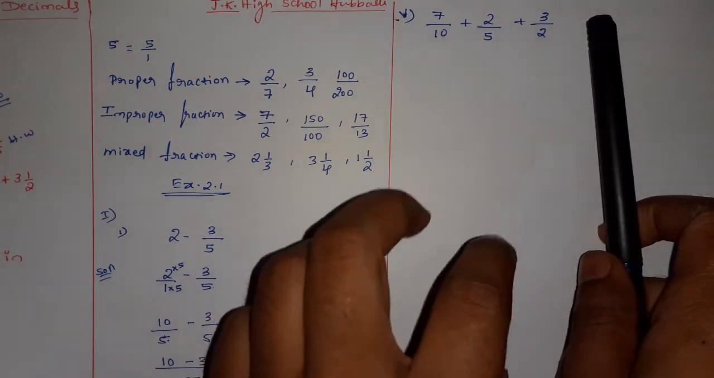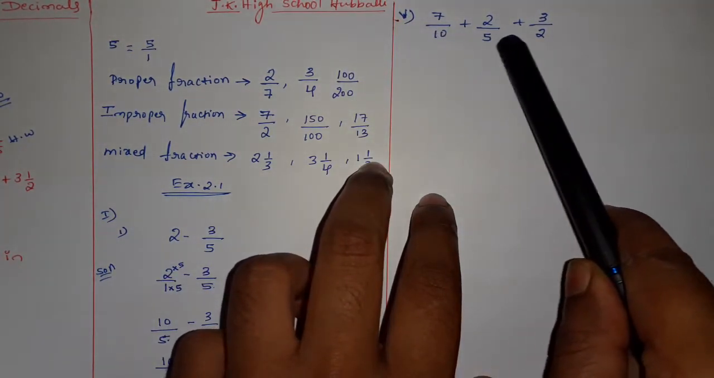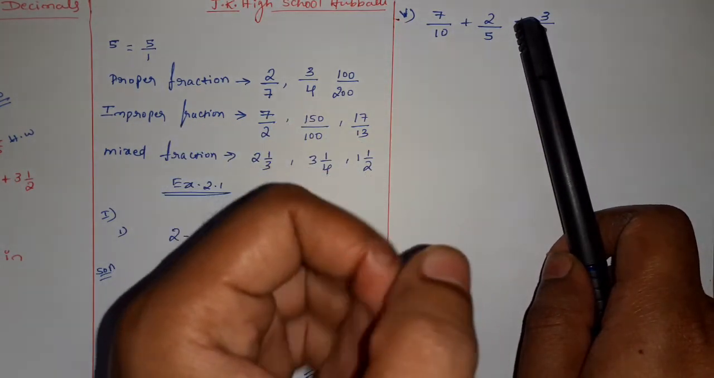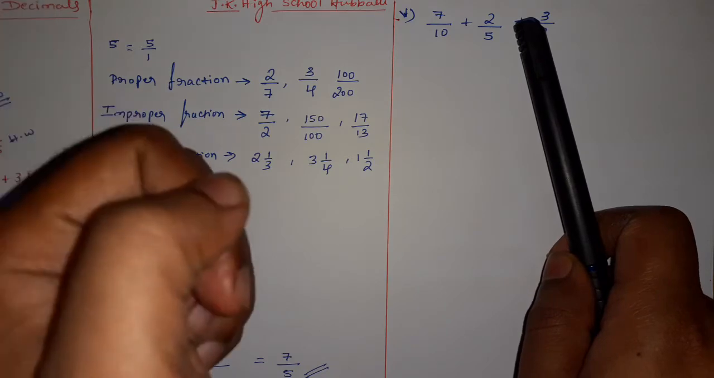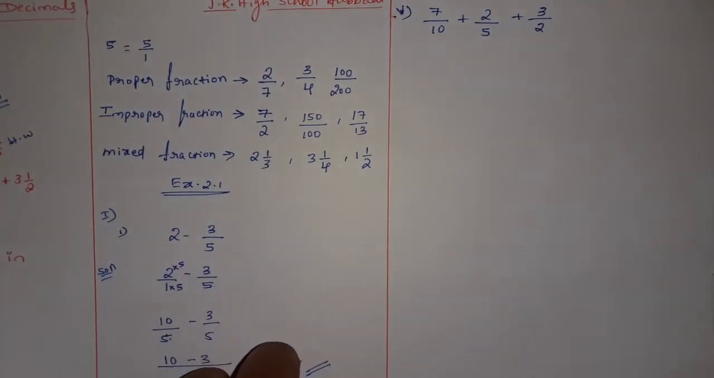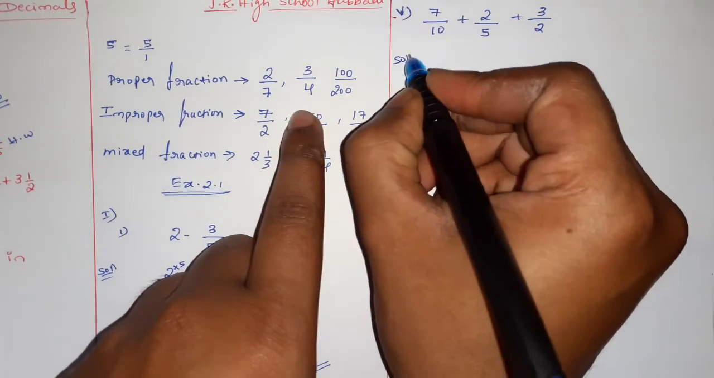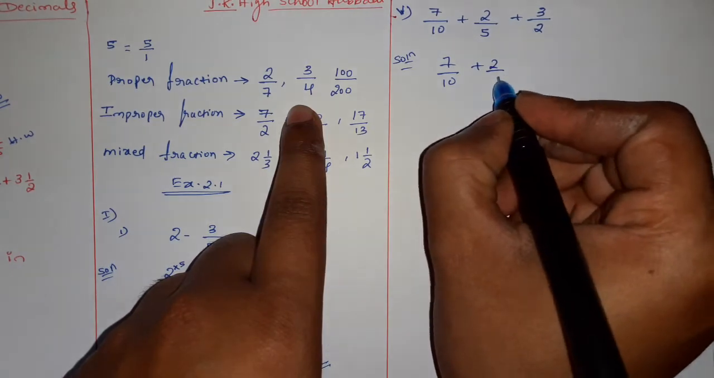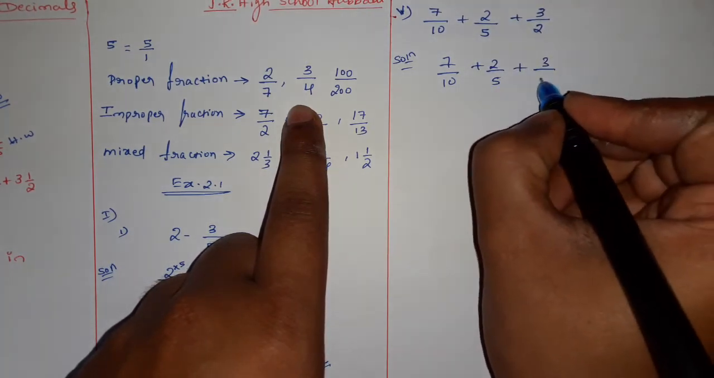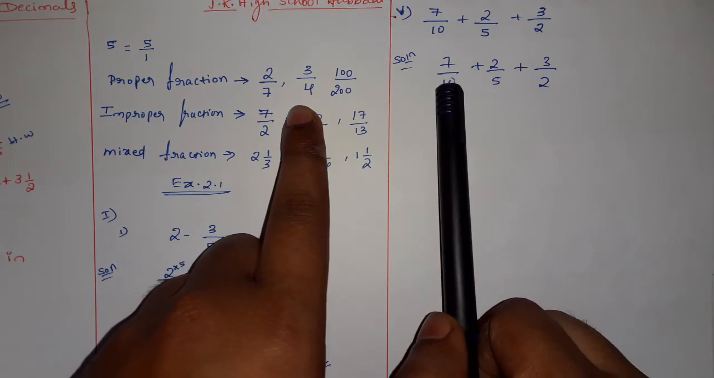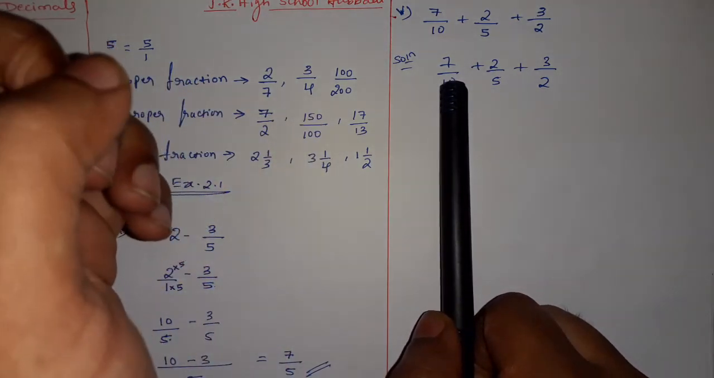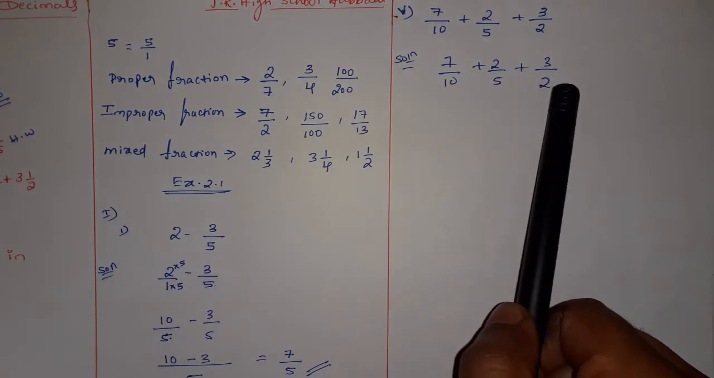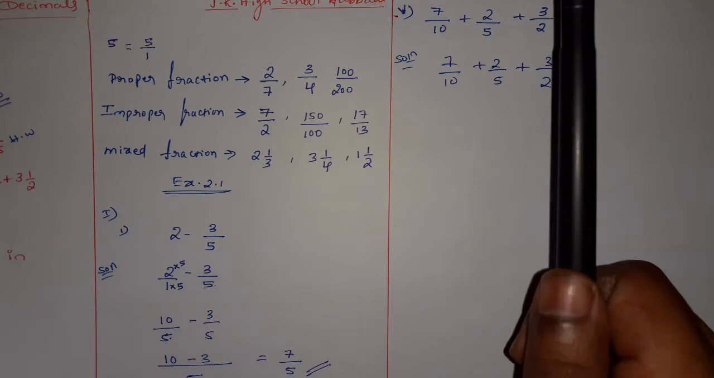10 and 20 are both common in all these three tables, but which one is smaller? 10 is smaller, no? If you take the smaller number, calculation will get over in a little time. So I will take 10 table. So what I have to do? You cannot initiate the calculation directly, because all three are unlike fractions, whether they are proper or improper, it doesn't matter. You see 10, 5, 2, all three denominators are different, so you can't initiate the calculation. First you need to make them equal.